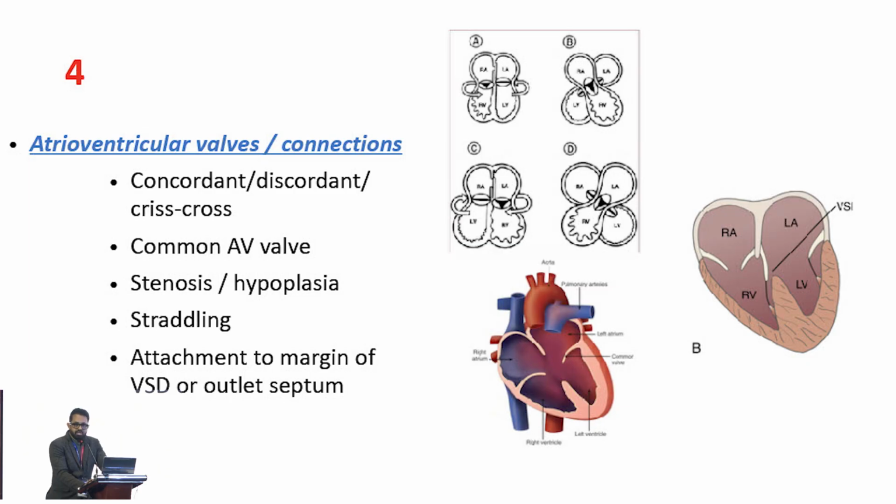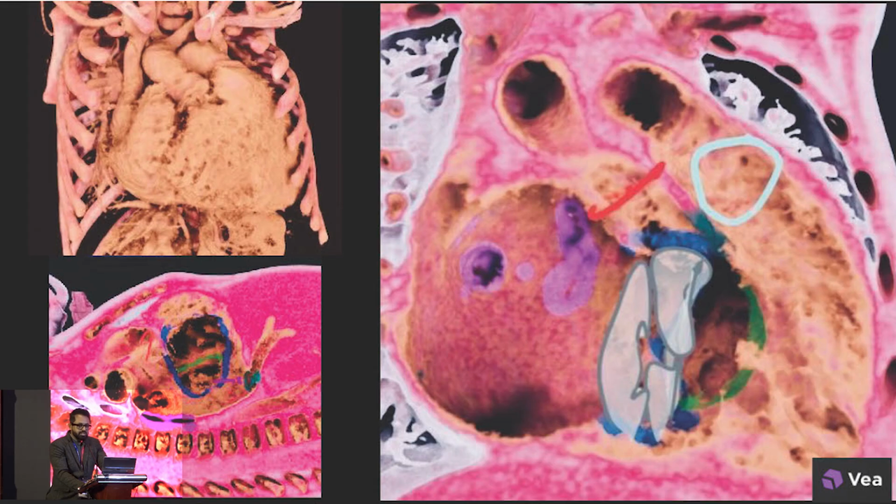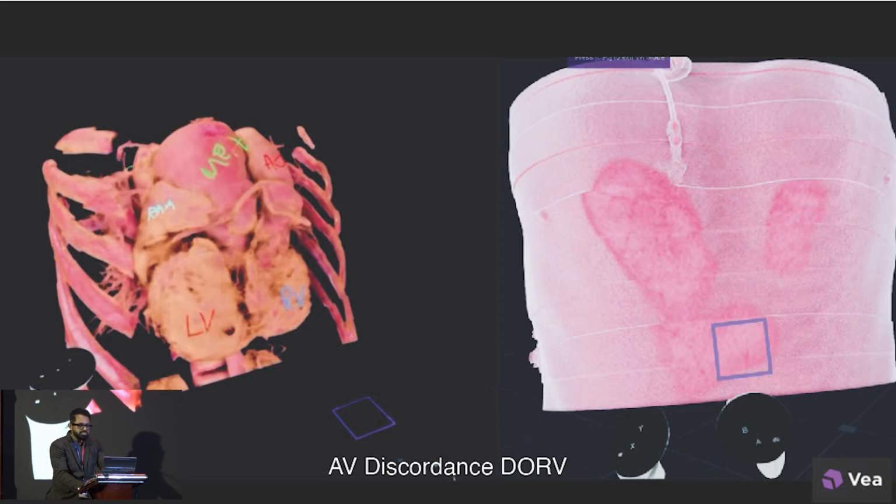The atrioventricular connections are a very important part of the anatomy, and here this is a DORV with an AV canal defect, and this is a DORV in which there is AV discordance. So this is like a congenitally corrected transposition of great arteries, but with both the aorta and the pulmonary artery arising from the left-sided morphological right ventricle.